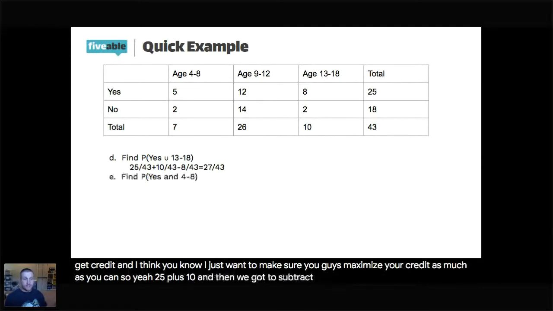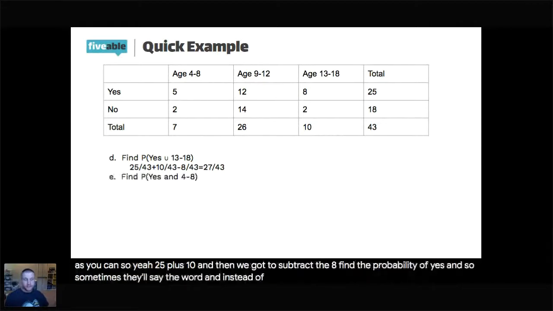Find the probability of yes and, so sometimes they'll say the word and instead of putting the intersection symbol, ages 4 to 8. So how many students are in the yes and 4 to 8? So this one should be pretty quick.